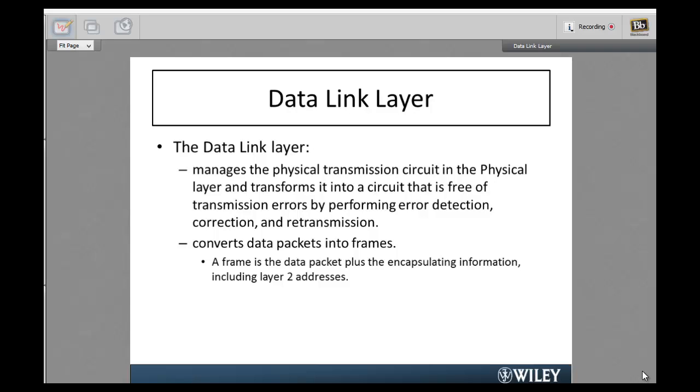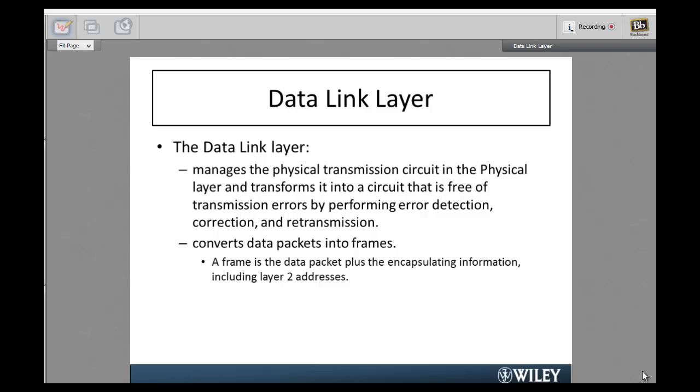When there is an error in one of the buckets, it is simpler to retransmit than to correct, because the correction could be based on many pieces of information, and it would take some time to regenerate the correct one. So at this layer, the data buckets are formed into frames. The frame is a data bucket in addition to the encapsulating information, including layer 2 addresses.